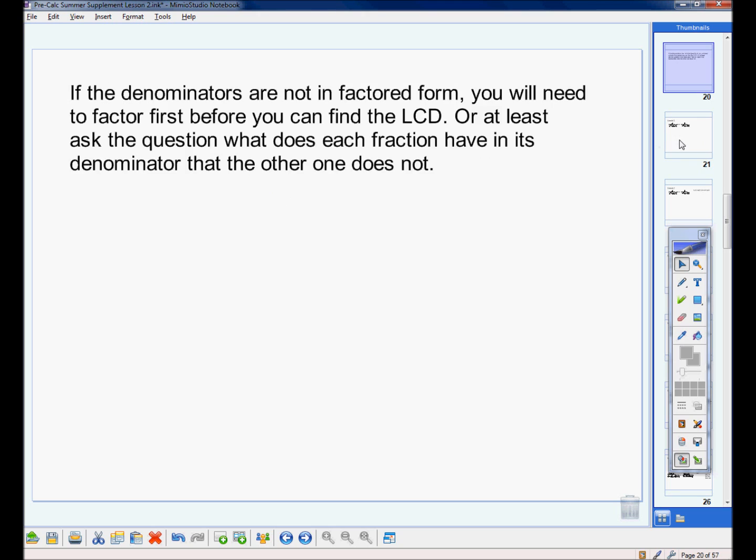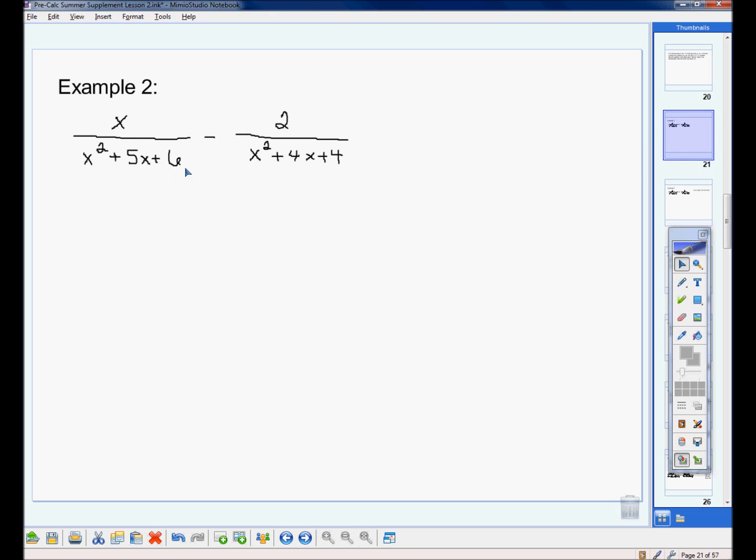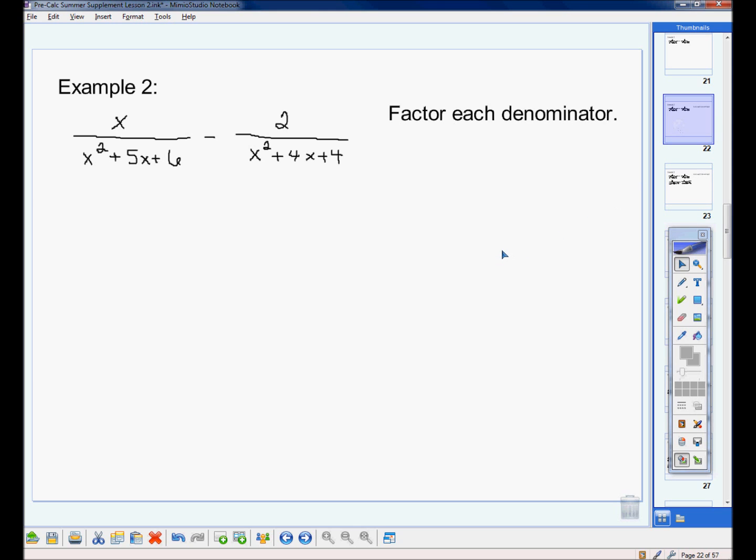So let's take a look at another example. Now here we have two denominators, and those denominators are going to have to be put into their factored form before we can do anything about adding them. Now, if you remember, you would check to see what is it that you can multiply together here to get this 6, that when you add them you'll get 5. 2 times 3 fits that bill, so that's going to help you with that factoring.